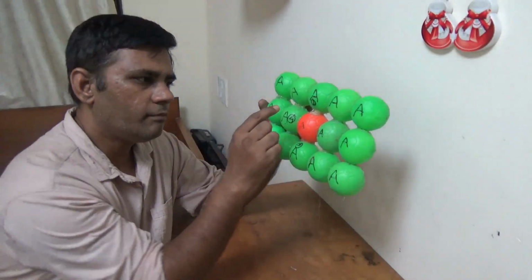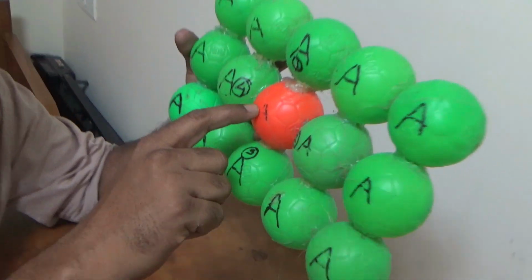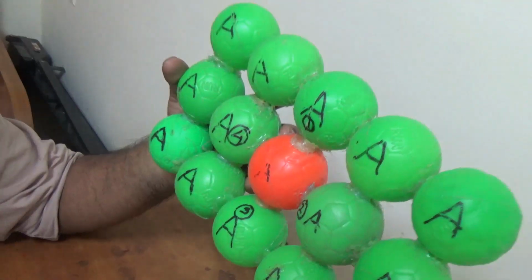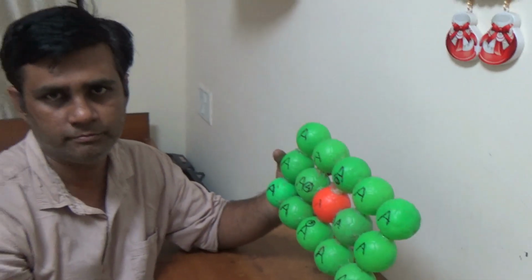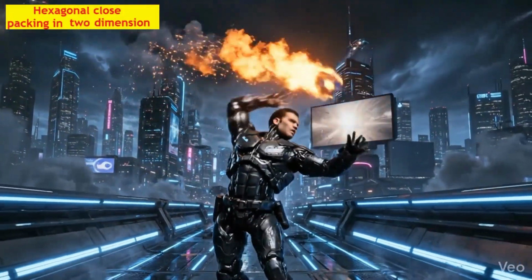Now if I ask what is the coordination number, this atom is touching 4 atoms: 1, 2, 3, 4. Therefore the coordination number in square close packing is 4. Hexagonal close packing in 2 dimension.